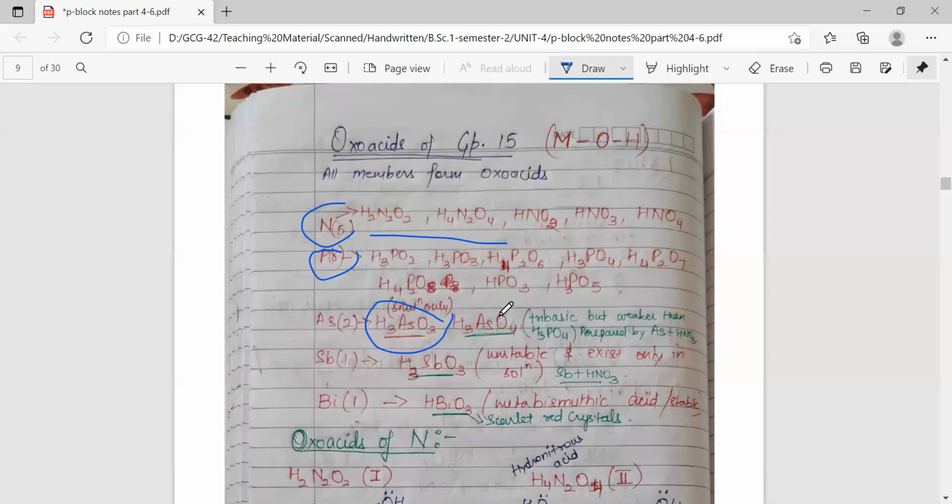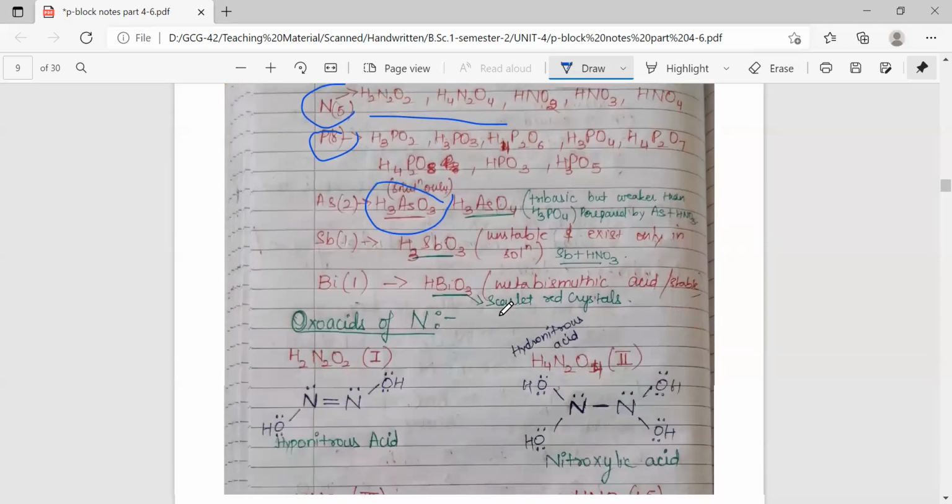Next, for bismuth, only one oxo acid is feasible, that is HBiO3, which is called metabismuthic acid. It is stable. It is a scarlet red colored crystalline compound.